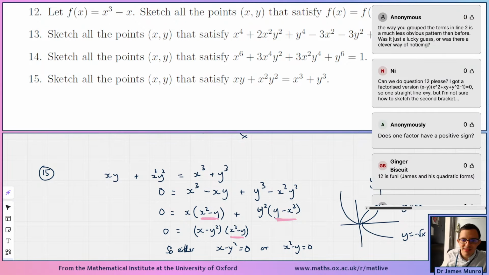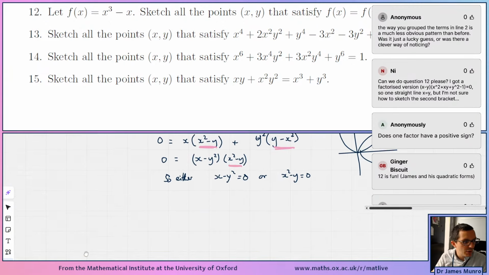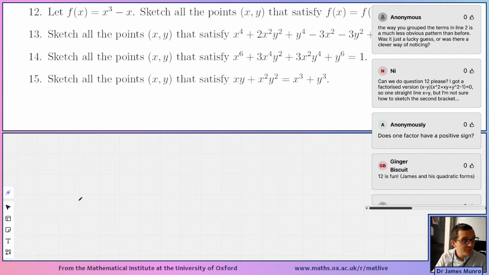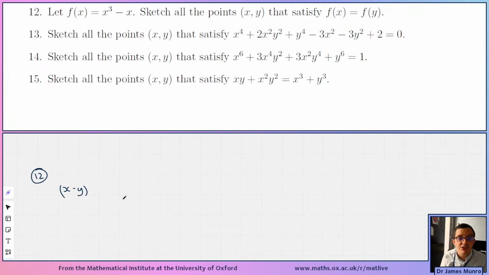Excuse me. Right. Yes, that second bracket is hard, isn't it? Let's talk about that second bracket. So well done, Nee, in chat for factorising this out. So question 12. I'm going to take your word for it. What you've done here is that question at the top of the screen. X cubed minus x equals y cubed minus y, and then they've rearranged that to bring out a factor of x minus y, and the other bracket is x squared plus xy plus y squared minus 1 equals 0.